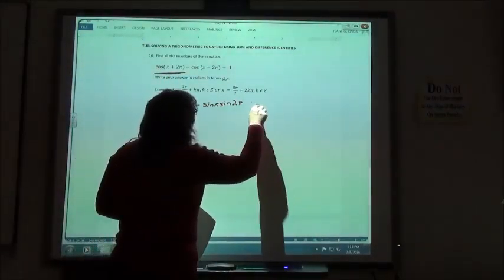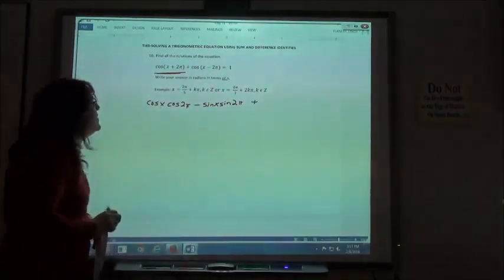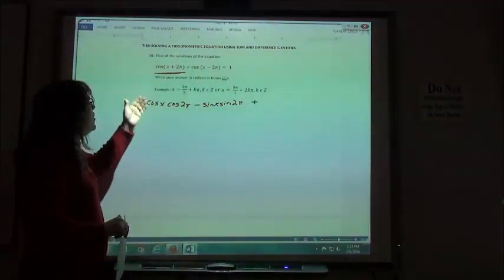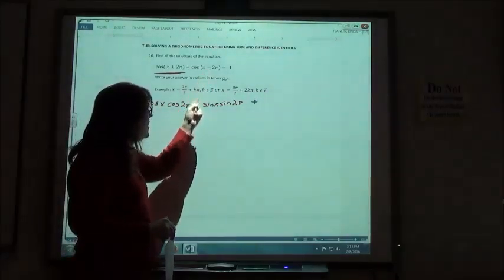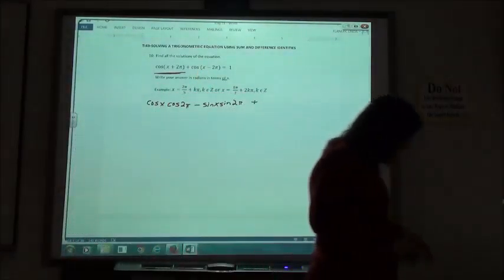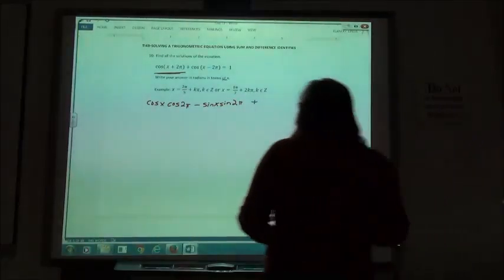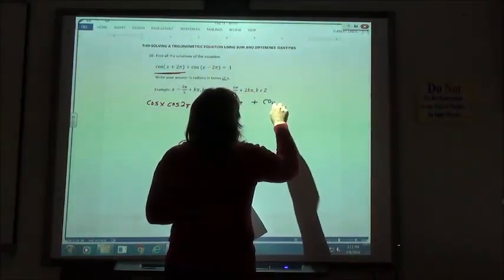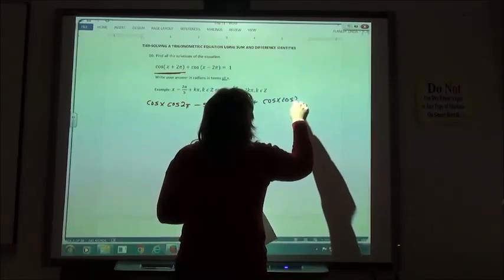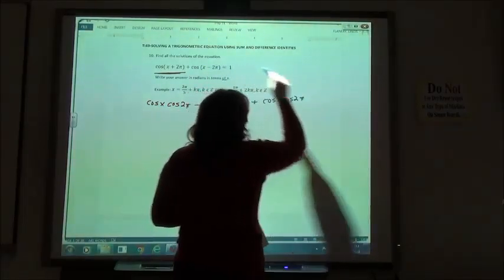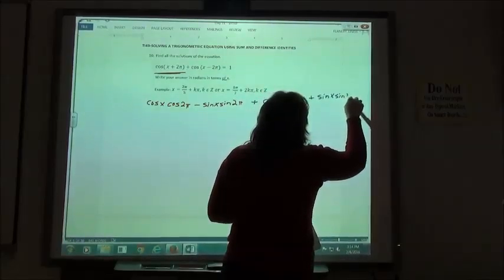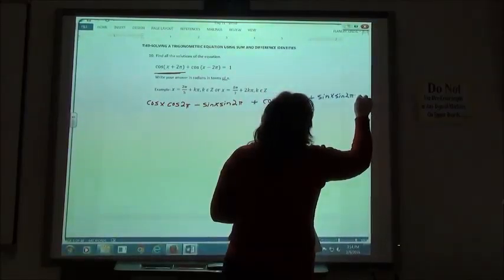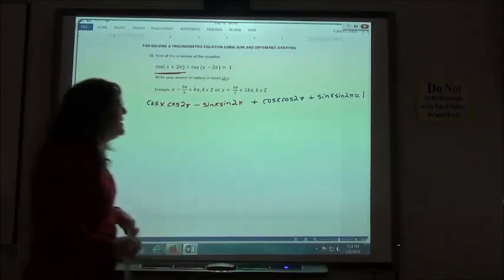Plus, this time we have the cosine of x minus 2 pi. So it's going to be the cosine of x cosine of 2 pi, but it's going to change to plus because that sign will be different, because if you look at your formula, it'll be a plus in there. So I'm going to have cosine of x cosine of 2 pi. Since this is a minus, this is going to change to plus sine of x sine of 2 pi. And of course, that's still going to equal the 1 that I had way on the end.